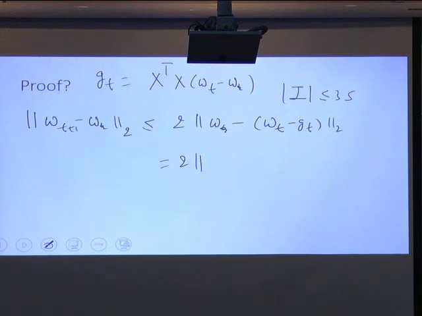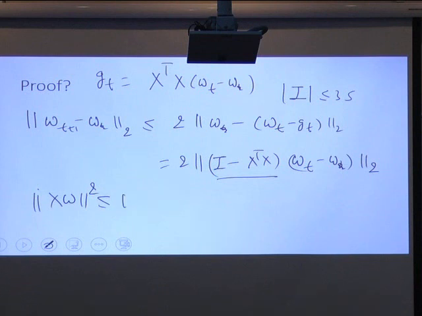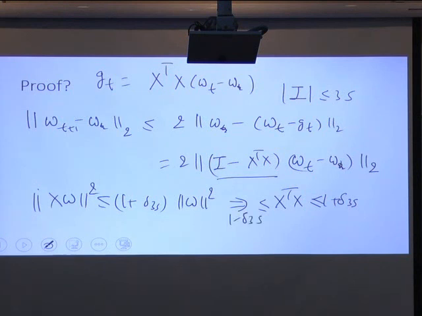Okay. So this is essentially just I minus X transpose X. Using RIP, remember we said that the norm of X times W squared, for all 3s-sparse vectors, is less than 1 plus delta 3s times W squared, which essentially means that the largest eigenvalue of this is less than or equal to 1 plus delta 3s, and the minimum is greater than 1 minus delta 3s. And that's why, just by applying this.